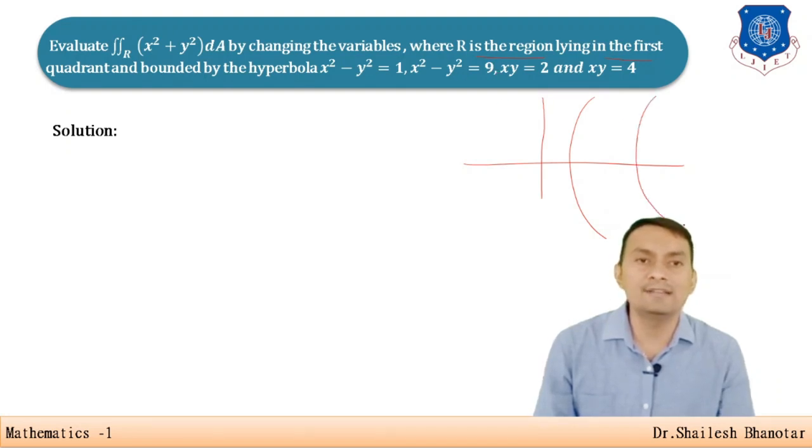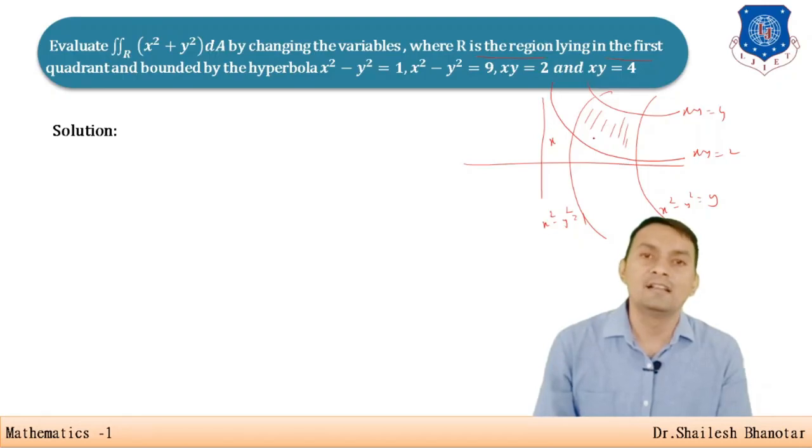So I can say this is x square minus y square is equal to 1, and this is x square minus y square is equal to 9. Assume that this is xy is equal to 2, and this is xy is equal to 4. So our bounded region is this one.